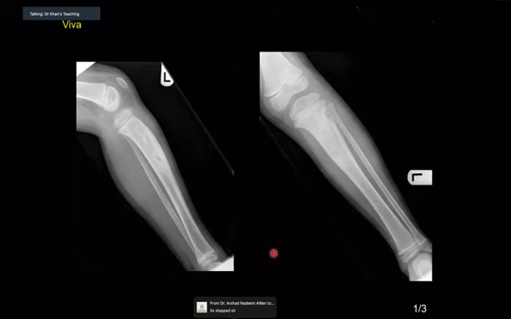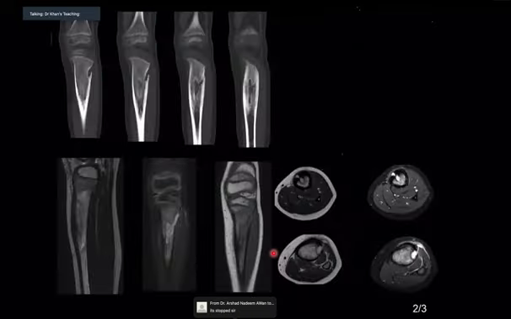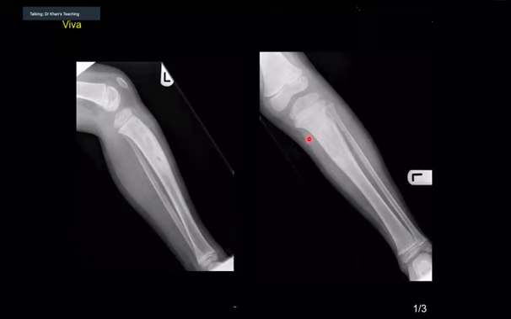So this is what we call tunneling, right? Cortical tunneling, and this is quite specific for an infective process. Look here. It has tunneled through the cortex. It is going up and down. So these tunnels are pathognomonic of infection. And this is a CT just to develop your eyes, and this is an MR. So in a way, it is an intramedullary abscess. But the point is that on a plain film, you can see that there is cortical tunneling and things like that.